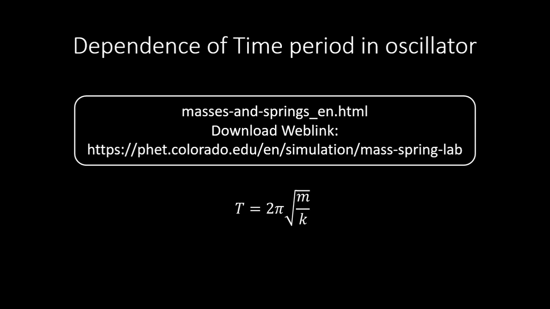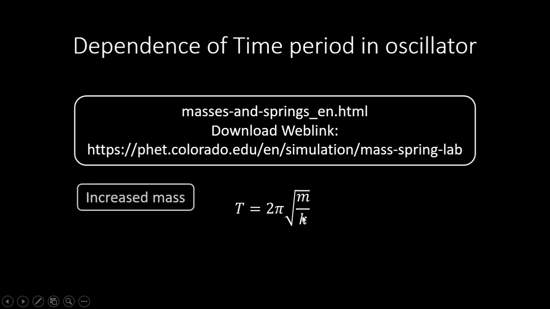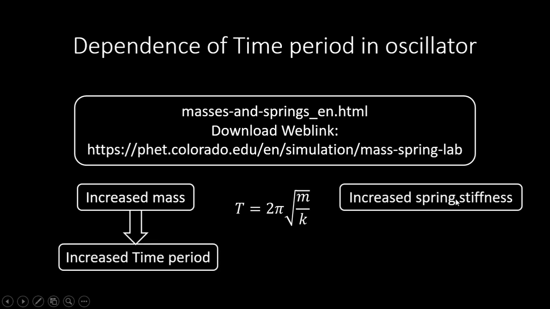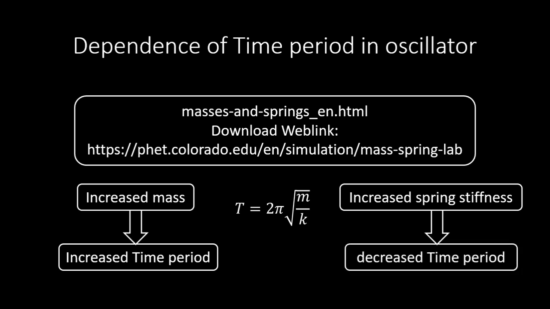We write T equals 2 pi root over m by k. That means time period T is proportional to the square root of mass, and it is inversely proportional to the square root of spring constant k. That means if we increase the mass of the dead load at the end of the spring, the time period will increase, and if the spring stiffness is increased, that means if the spring constant is increased, the time period will decrease. Let's see this phenomenon using a simulation.